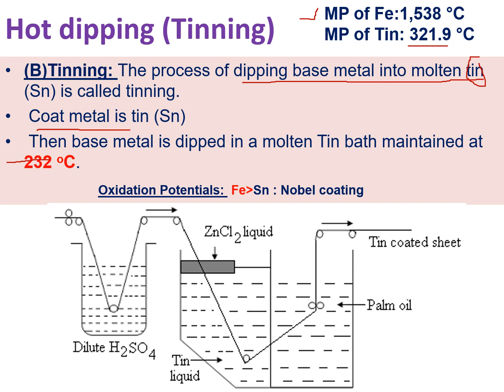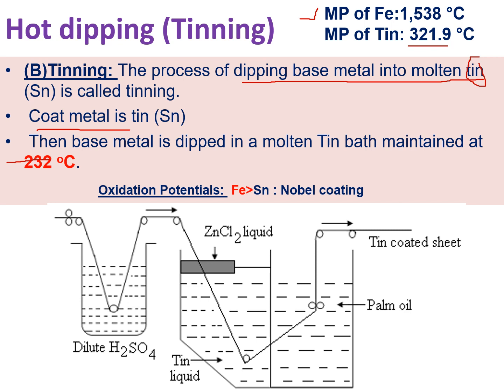So as with galvanizing, the initial cleaning process is the same. Instead of dipping into zinc, we are dipping the base metal into molten tin. That is the same. Both are the same; only the molten baths are different, and their melting temperatures are also different. Those two things are different between tinning and galvanizing.